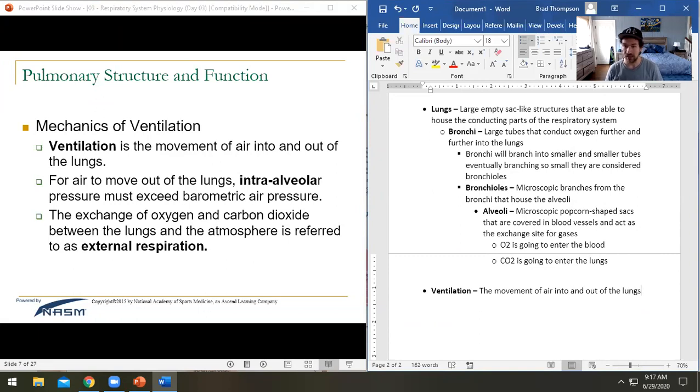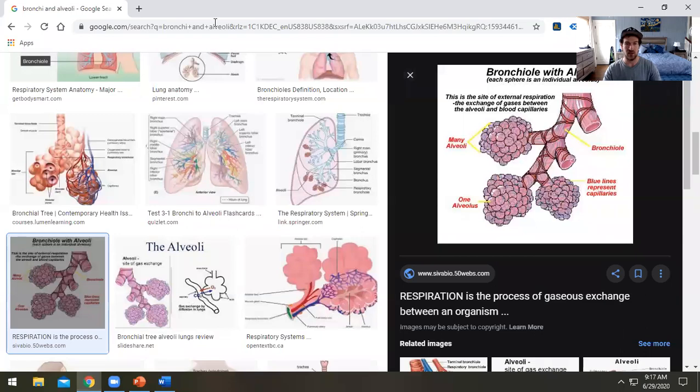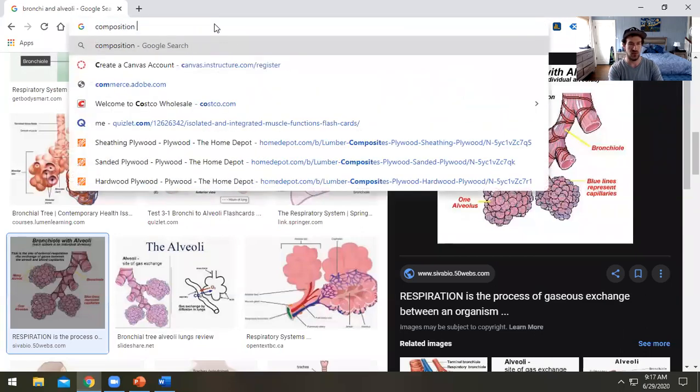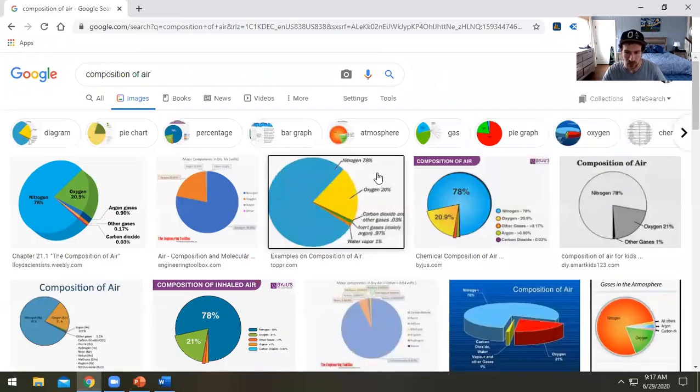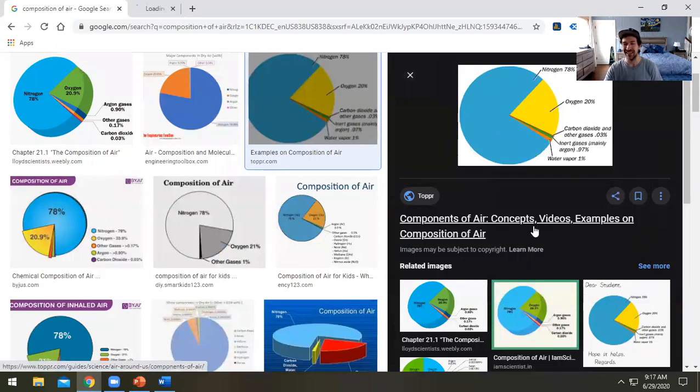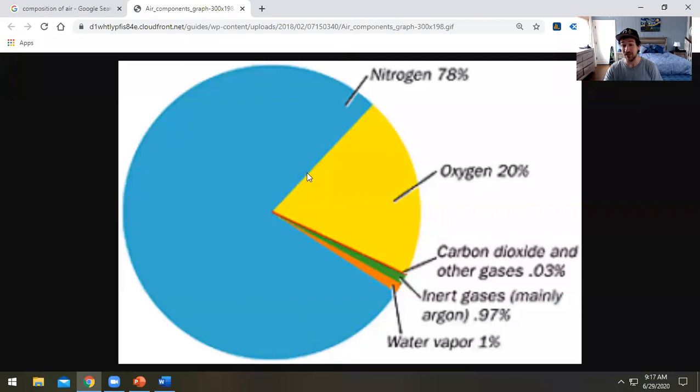So really quickly, we've got to talk about what air is. When we think of air, we think of oxygen, but air is not just oxygen. In fact, there's less oxygen in the air than a lot of other types of gases. If you look at the composition of air, I want a pie chart. Yeah, good job, Google. This is what air looks like.